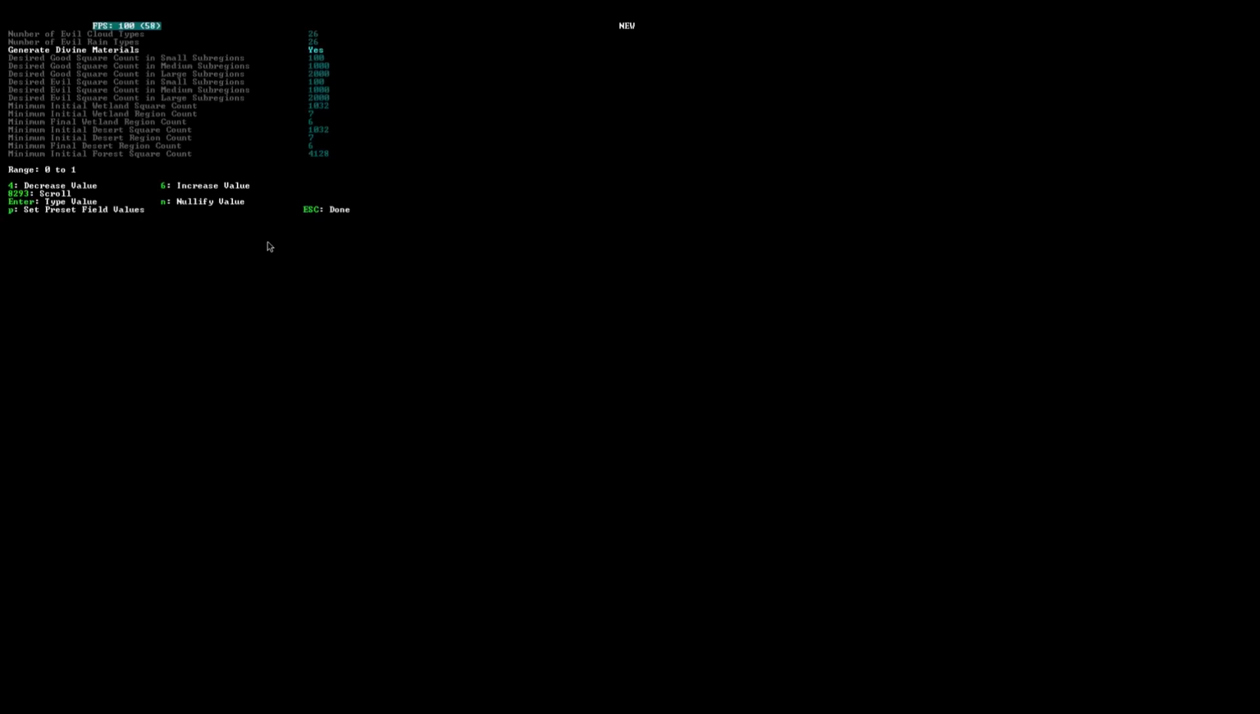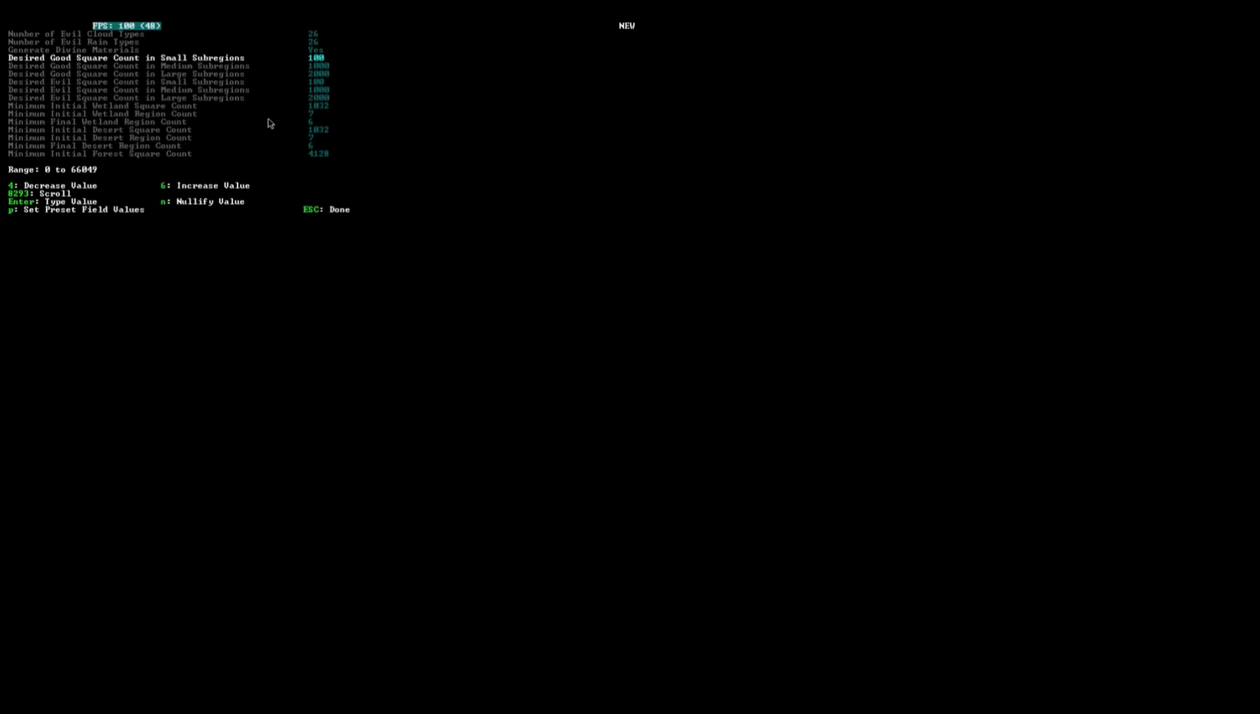It's just if you want to generate divine metals or not. Divine metals being, I'm not too sure, I think that's like special types of metals that you can't find while playing Dwarf Fortress. It's more for those who are playing adventure mode.